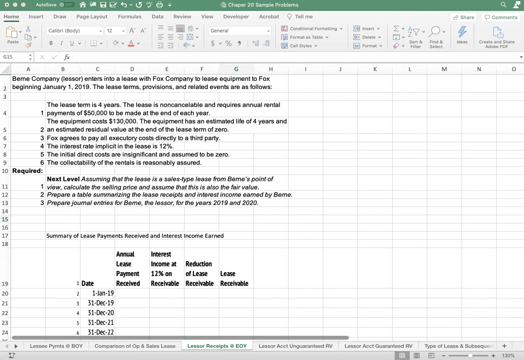Receipts, and they're at the end of year. So Bernie Company, who's the leaser, enters into a lease with Fox Company to lease equipment to Fox beginning January 1st, 2019. The lease terms, provisions, and related events are as follows.